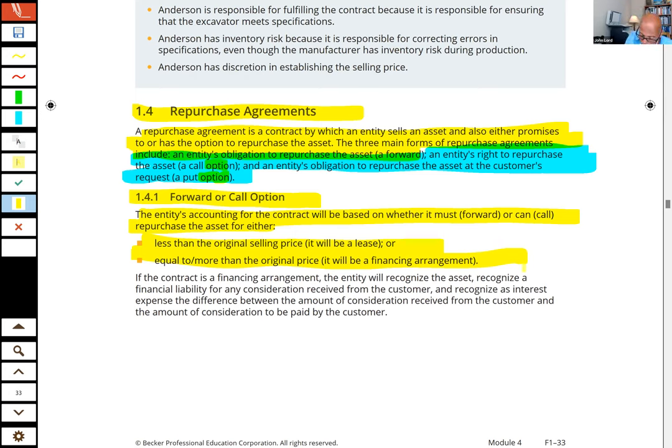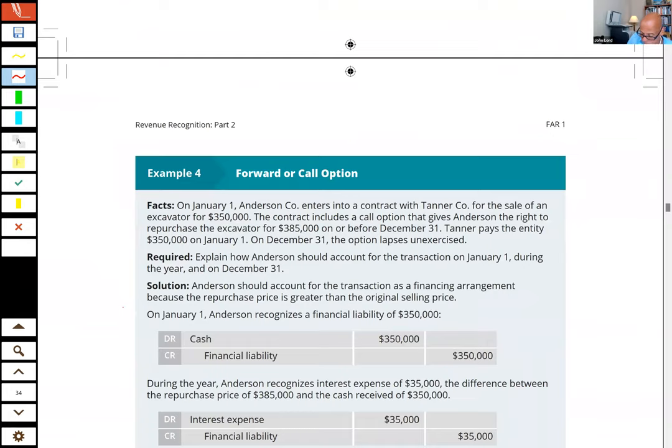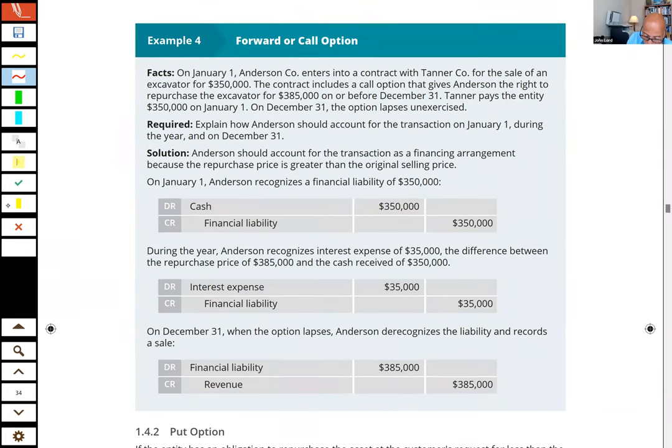So if the contract is a financing arrangement, the entity will recognize the asset as a financial liability for any consideration received from the customer and recognize interest expense for the difference between the amount of consideration received from the customer and the amount of consideration to be paid by the customer, okay? So flashcard whether it is a financing agreement or a lease, more or less for the call or forward, and flashcard how that is treated. And let's just go over, and I do want to look at this example because I think this really helps, okay? So let's just look at this example.